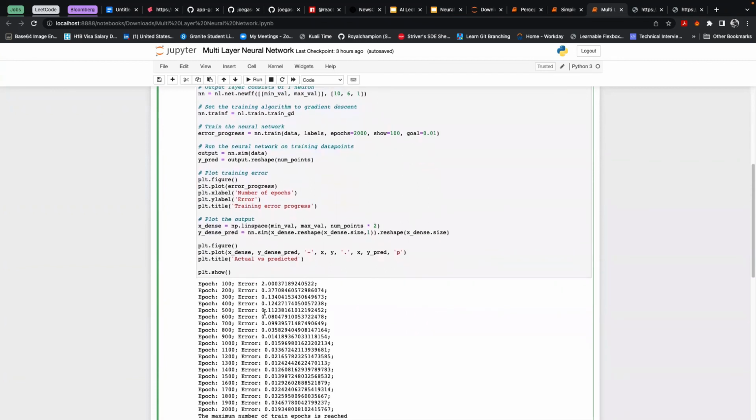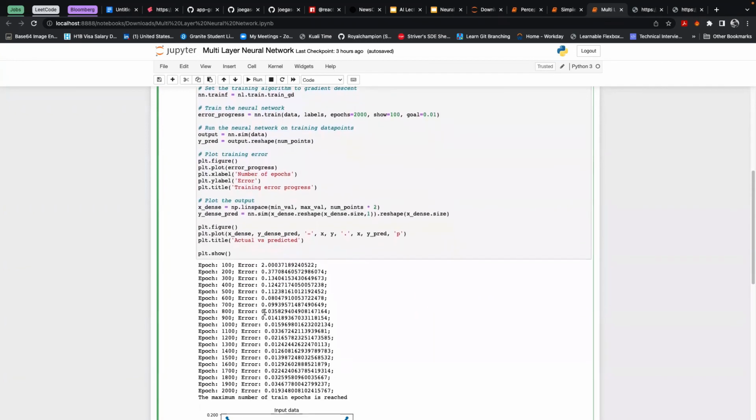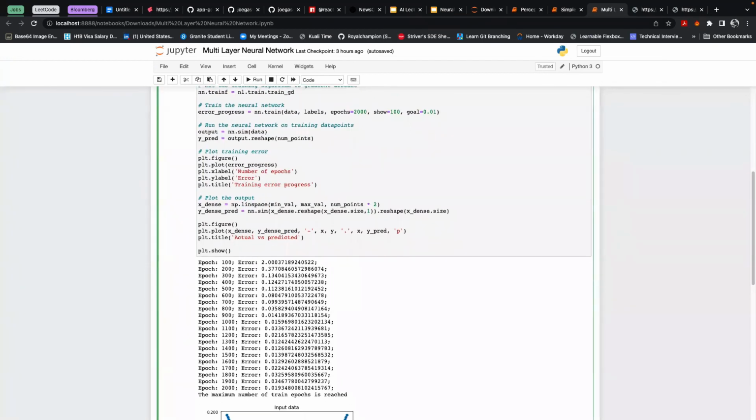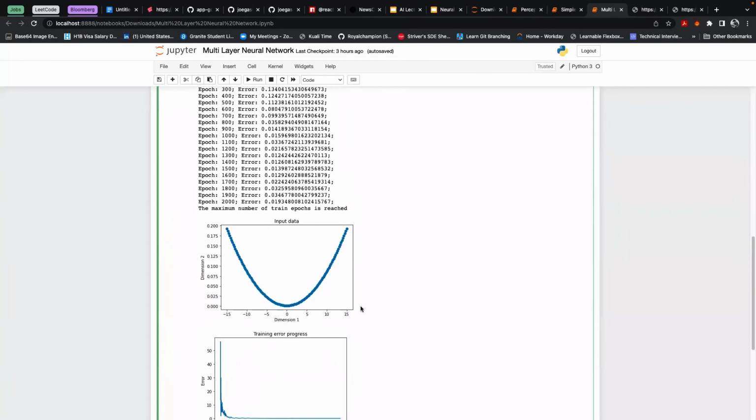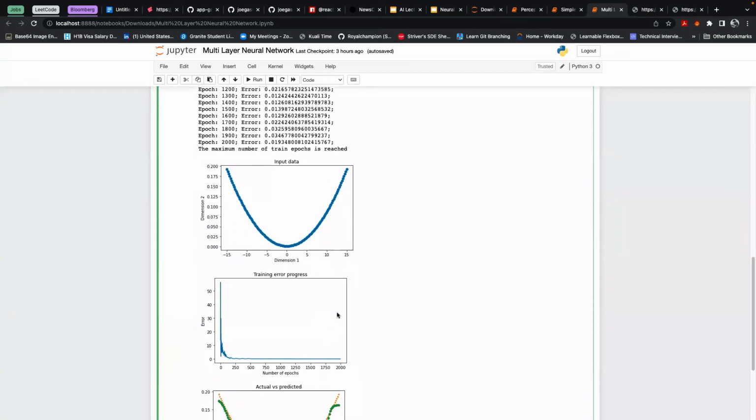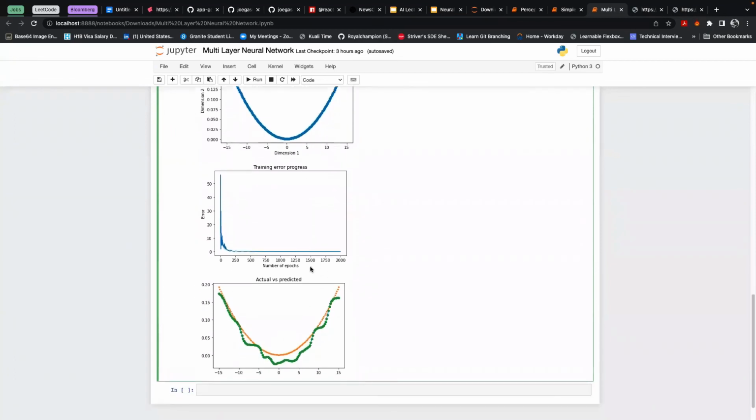Then we plot the predicted output. As we can see over here, this output is basically your input data. Here we are basically showing the training progress. And this third output is basically the predicted output overlaid on top of the input data.